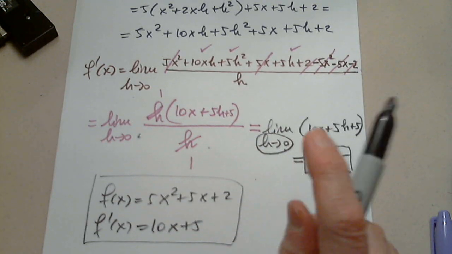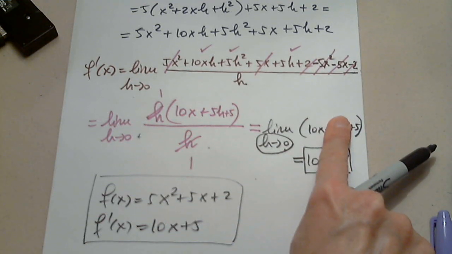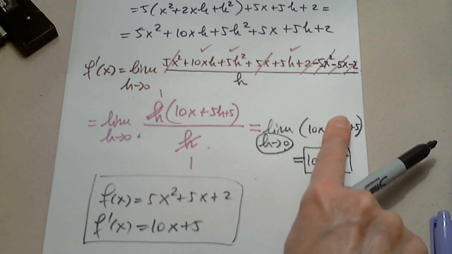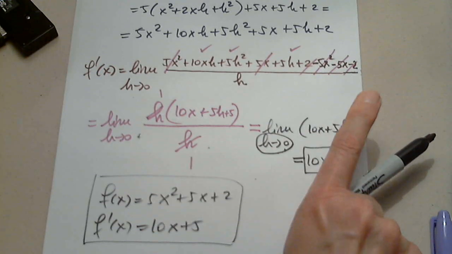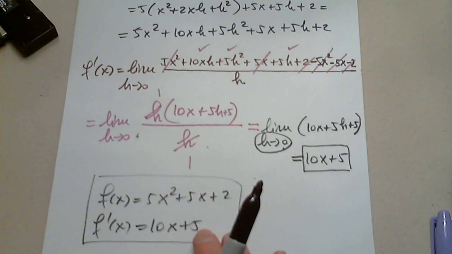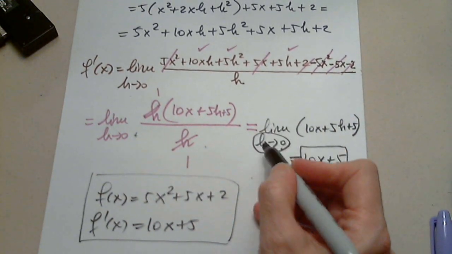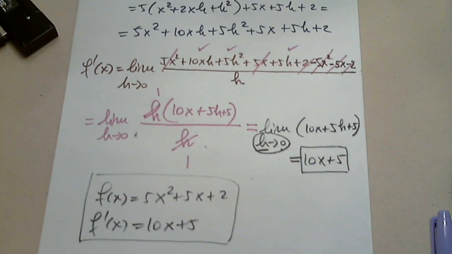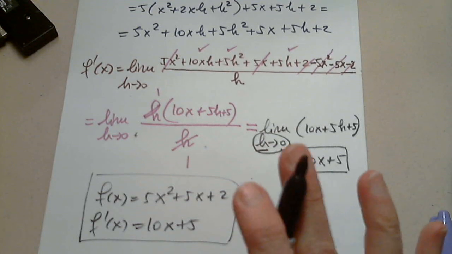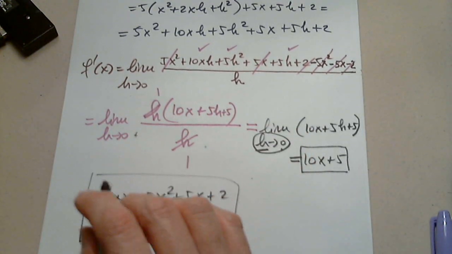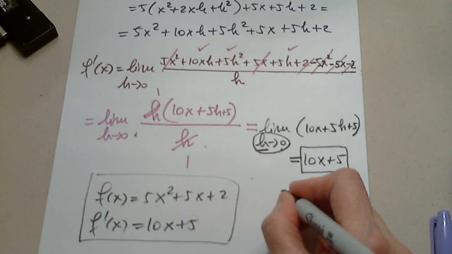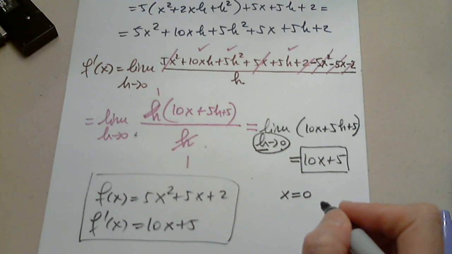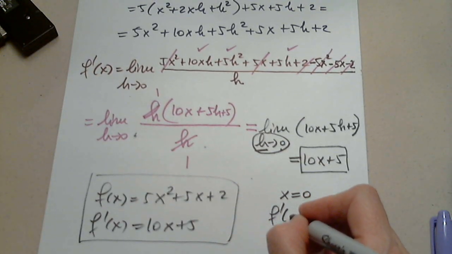As h approaches 0, you plug in 0 for h. That's it. Thank you. It's not x approaches 0. Exactly. That's why I emphasized it's h approaching 0. Yes. Excellent. Great job.